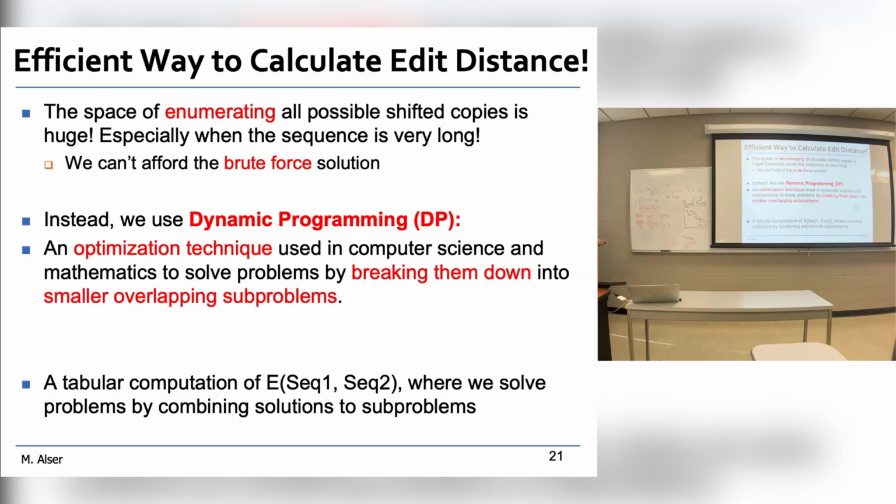Now, another way to look at the dynamic programming approach is as a tabular computation. What does tabular mean? Table, excellent. So it's a way of computing using a table the edit distance between sequence 1 and sequence 2, where we solve the problem by combining solutions to subproblems. So we have a solution to each subproblem separately, and then we combine them together. But remember, in dynamic programming, they are already overlapped.